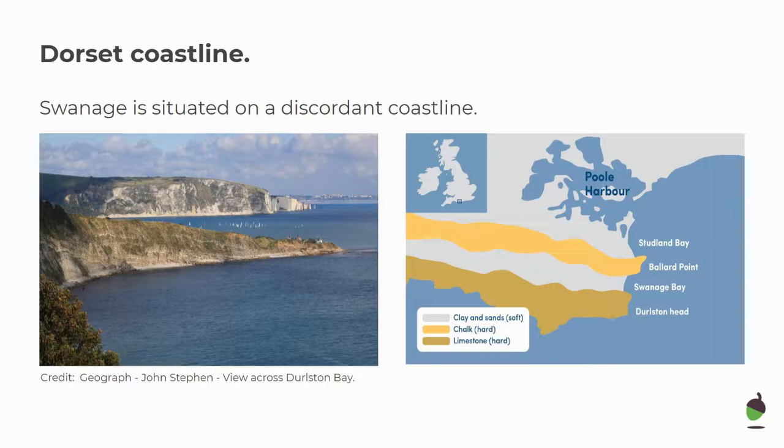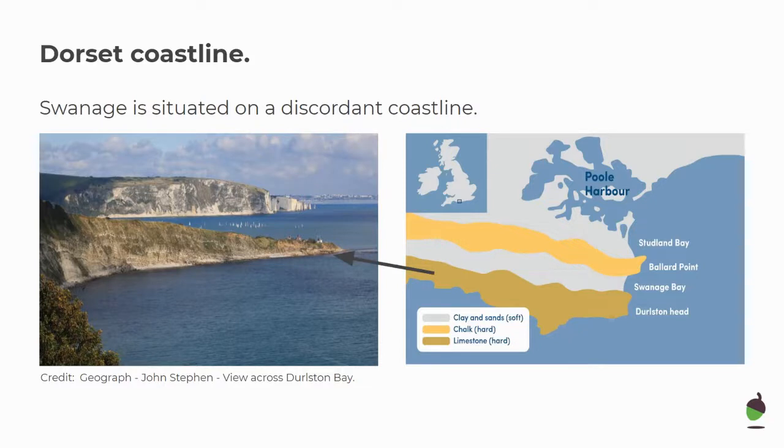You have Ballard Point, which is on yellow. So Ballard Point is on a chalk hard rock. Dalston Head is on a limestone band of hard rock. That diagram matches up to the picture.